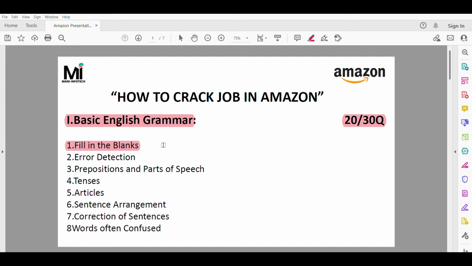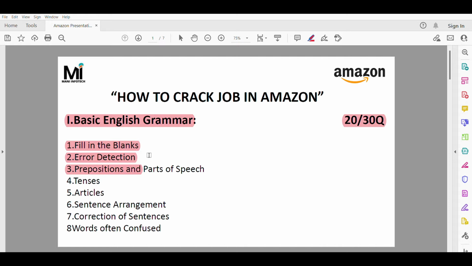In fill in the blanks, they may ask about nouns, any parts of speech, or articles. So this is about fill in the blanks. Next is error detection. Error detection is where we are provided with one sentence, and that sentence is broken up into four parts, which are options A, B, C, D. In those four parts, we have to find which part is the error part and answer it.